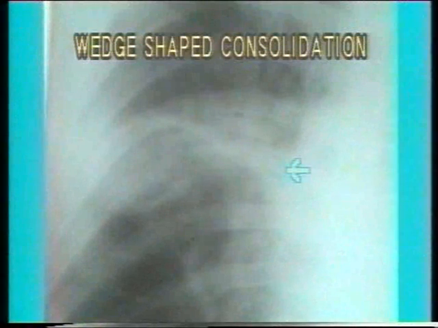Now this is another X-ray showing a wedge-shaped consolidation in the mid-zone in a post-operative patient who developed breathlessness and hypotension on the third post-operative day. Note in the close-up view the wedge-shaped shadow of segmental collapse. If such a shadow is associated with pleural effusion, it is very suggestive of pulmonary embolism.